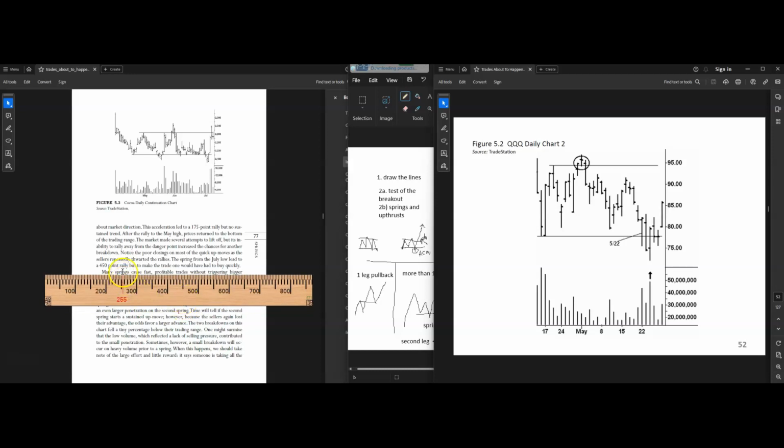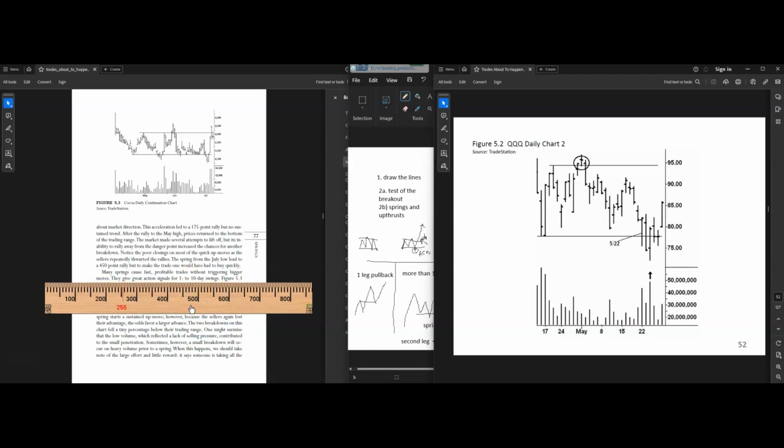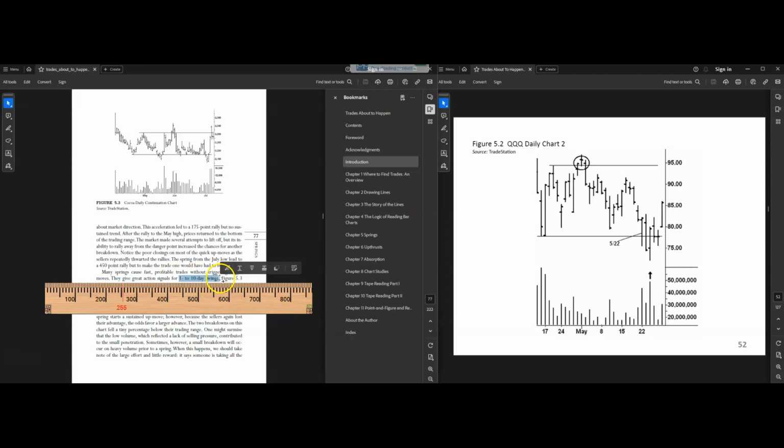Here's another point. Most springs cause fast, profitable trades. That's what you need. Fast, profitable trades. Without triggering bigger moves, they give action signals for 1 to 10 day swings. Wow.